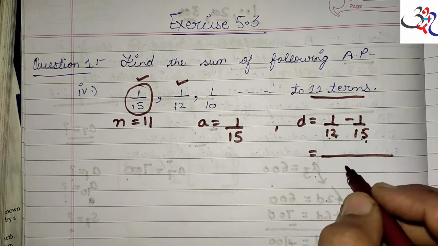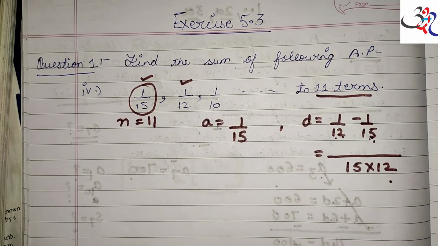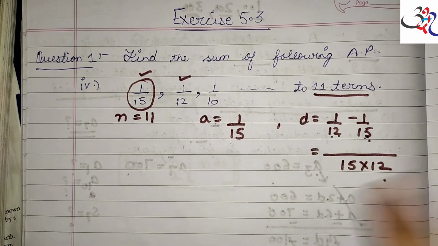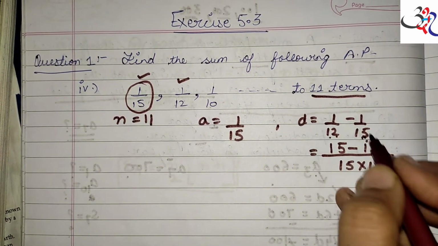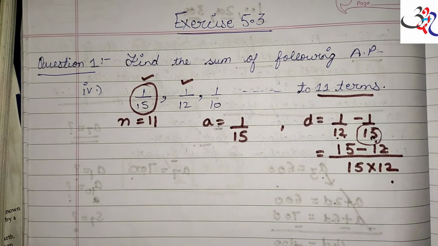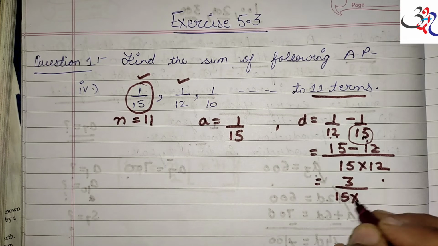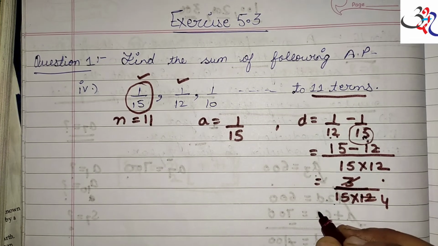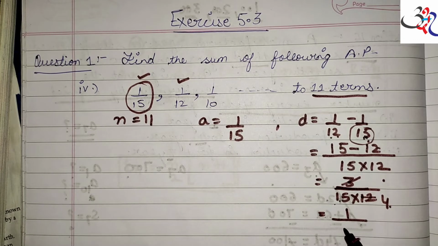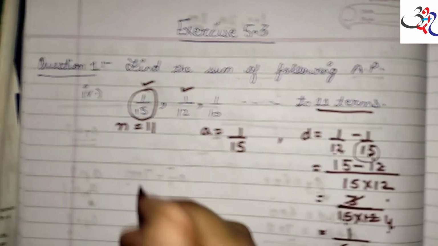And what will be the LCM? LCM will be 15 into 12, and after taking this LCM, in the numerator I will get 15 from this part, and from this value I will get 12. So I can solve this. 15 minus 12 will be 3 by 15 into 12. So 3 fours are 12, it will be equal to 1 by 60. 15 fours are 60, right?